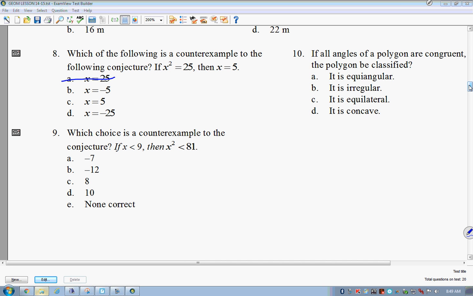All right, negative 5. Is negative 5 squared 25? Yeah. Is negative 5 equal to 5? No, so that's my counterexample. So you've got to remember, if they start giving you questions that involve a square, negative is also an option. They'll try to trip you up there. Negative 5 times negative 5 is 25.